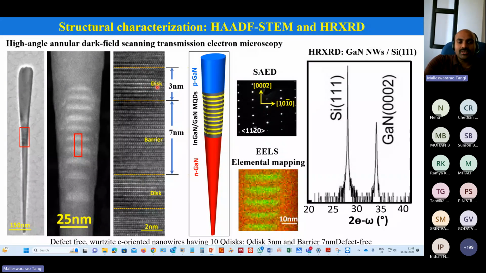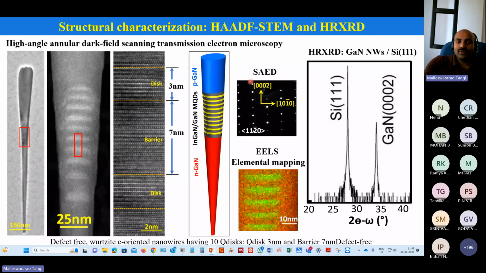So this quantum disk is indium gallium nitride having a thickness of 3 nanometers, and the barrier layer has a thickness of 7 nanometers. And for any material to exhibit quantum size effects, it should be less than its Bohr exciton radius. For the InGaN, gallium nitride system, it is around 4 nanometers. So if we have a quantum well layer less than the Bohr exciton radius, it will have quantum size effects, like quantum confinement effects.